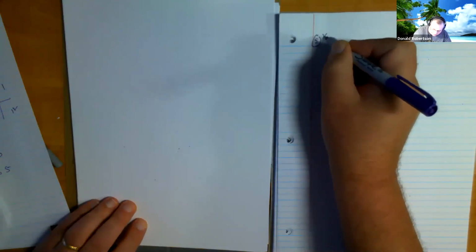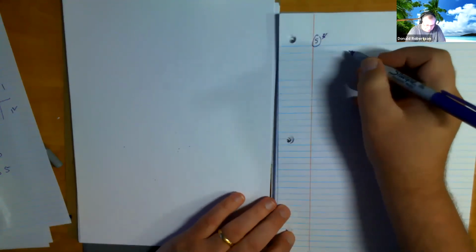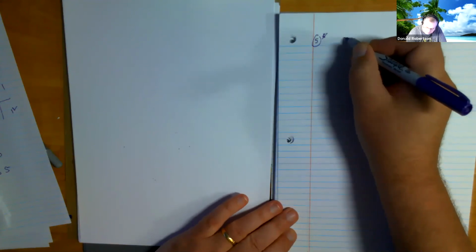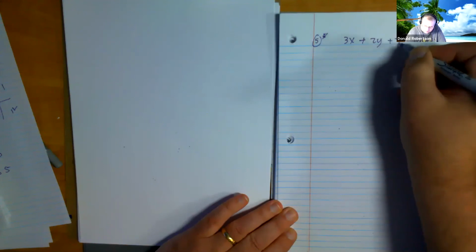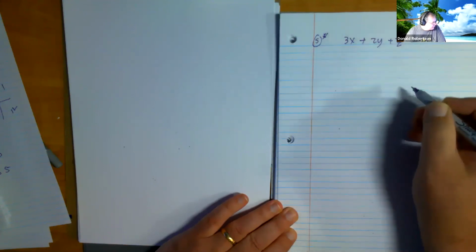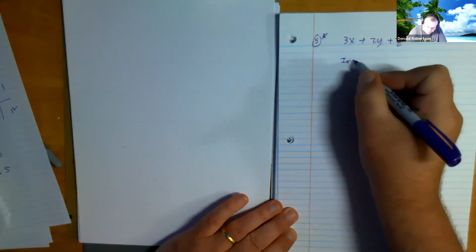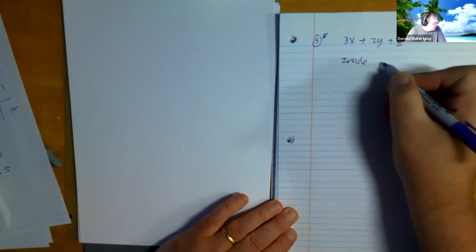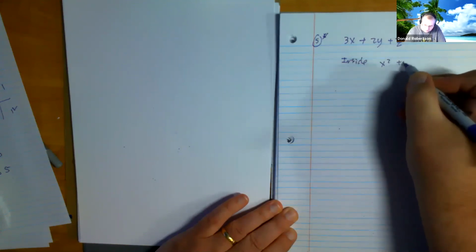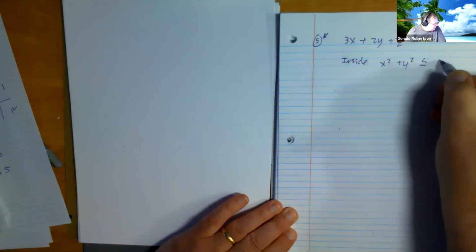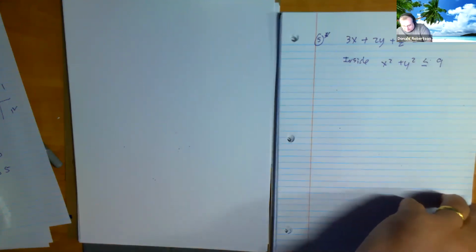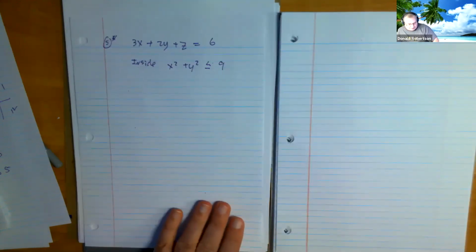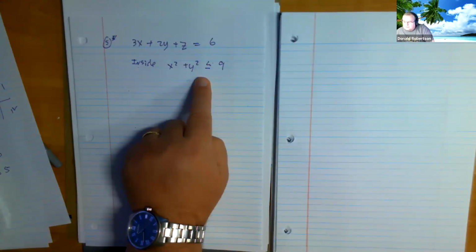This one is going to be similar to question 5. 3x plus 2y plus z equals 6. And this time it's inside a cylinder, x squared plus y squared less than or equal to 9. The good news is I do not need to figure out who D is, because that's what this is.